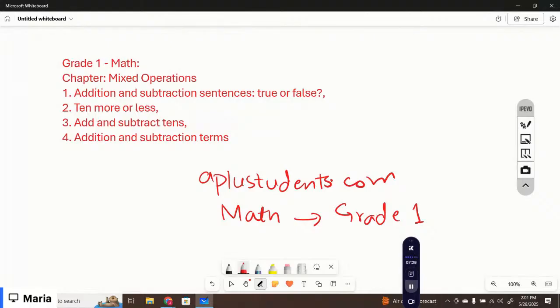The lessons we begin with today are addition, subtraction, 10 more or less, add and subtract tens, addition and subtraction terms. So please make sure you have your notebook and pencil so that you can note down the important examples and definitions also. So let's just start with the first lesson.